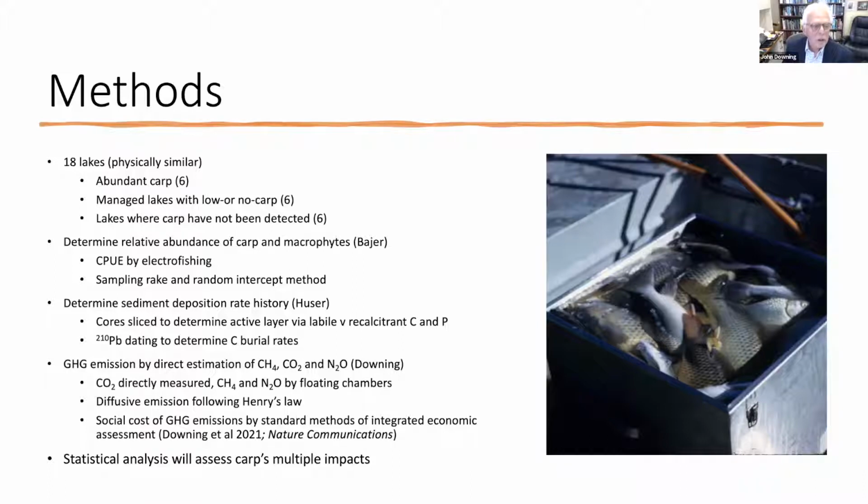And then my part of this will be looking at greenhouse gas emission by direct estimation of methane, CO2, and nitrous oxide emissions. The CO2 will be measured directly, and methane and nitrous oxide by floating chambers, so that we can get diffusive as well as ebullitional flux. Then the social cost of greenhouse gas emissions will be determined by standard methods of integrated economic assessment. Statistical analyses among these different treatments will then assess carp's multiple impacts.